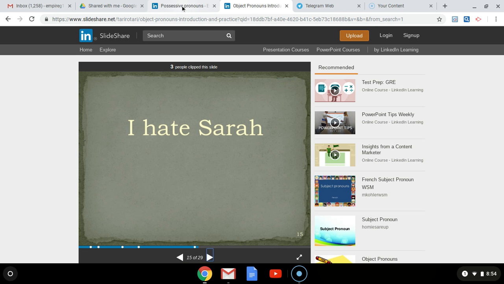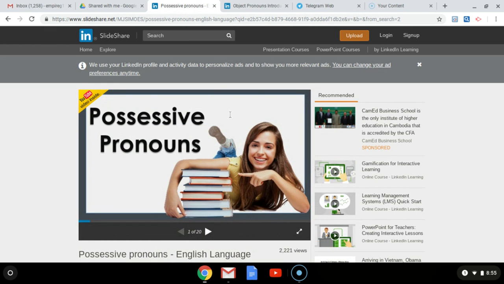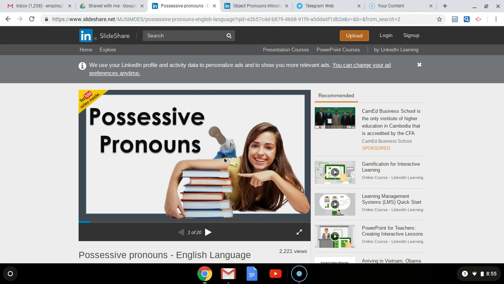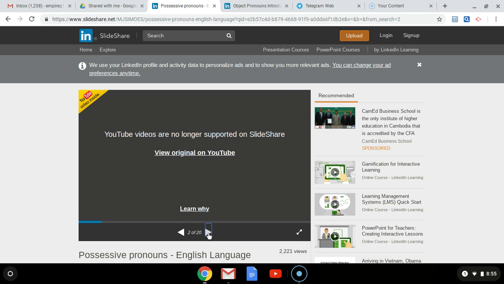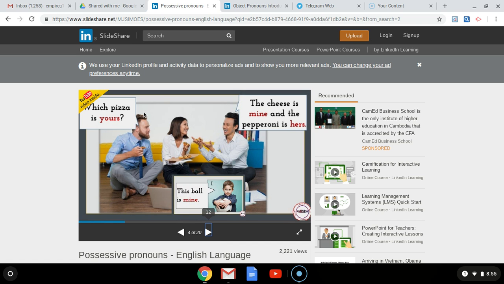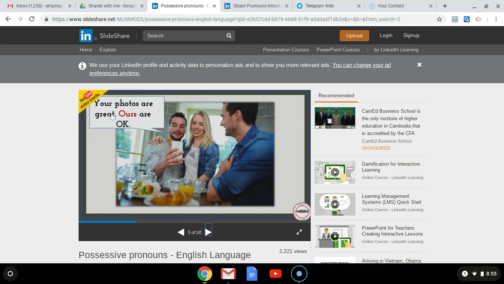Now let's talk about possessive pronouns. Possessive pronouns are another kind of pronouns, but this time around they do not function as an object. Let's check the difference between possessive and object pronouns. Which pizza is yours? The cheese is mine and the pepperoni is hers. Those are examples of possessive pronouns. Your photos are great. Ours are okay.